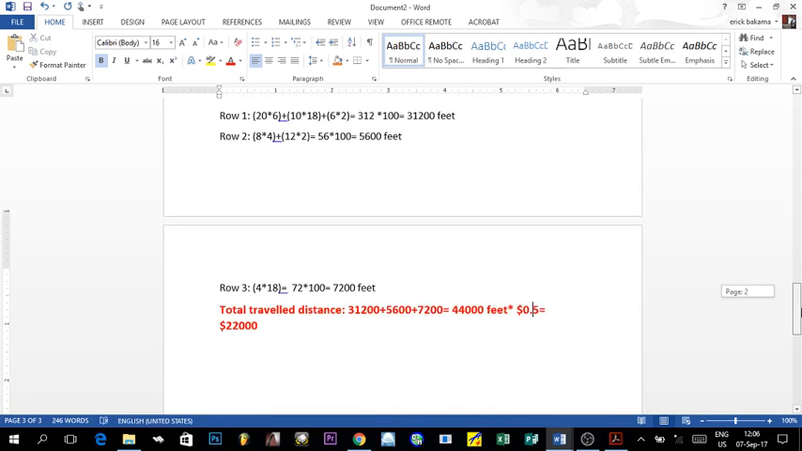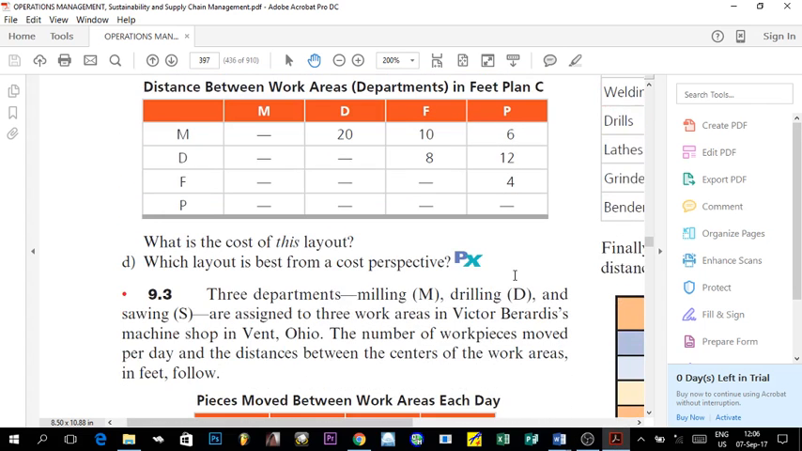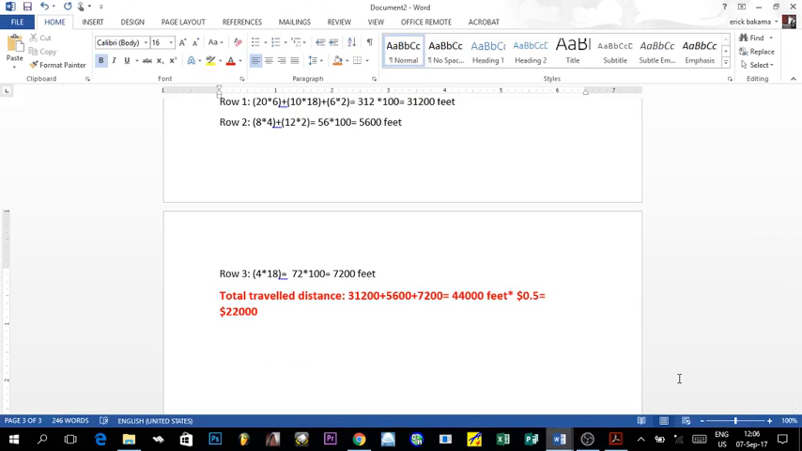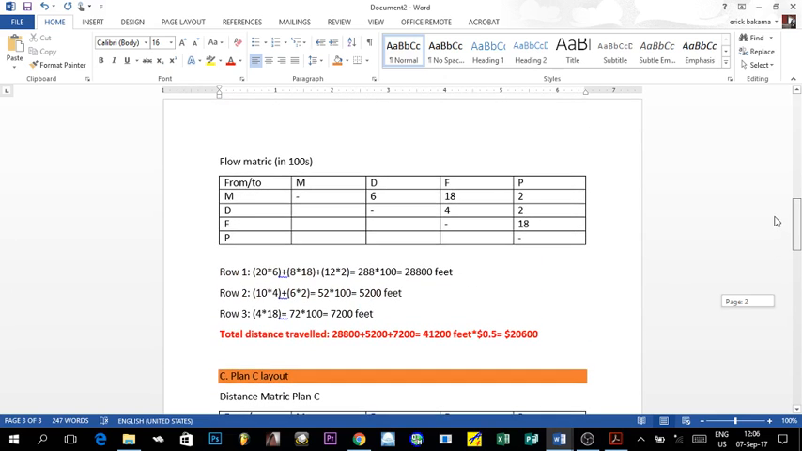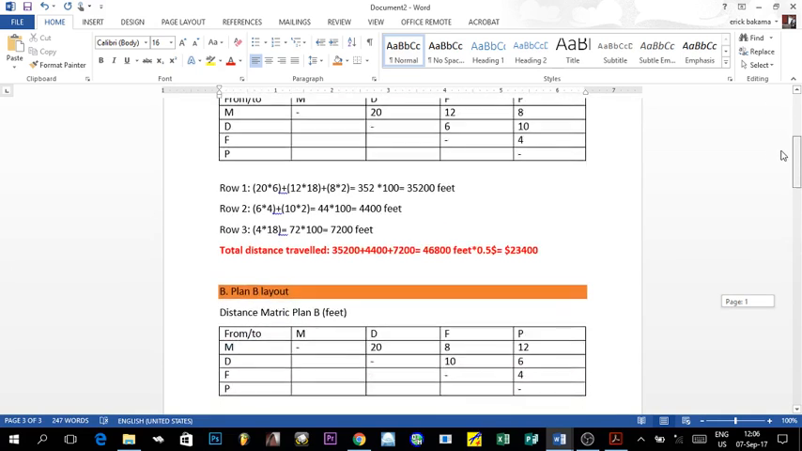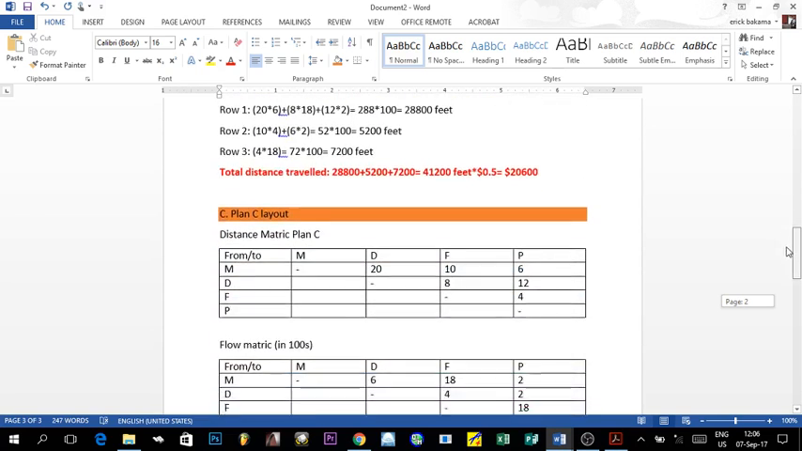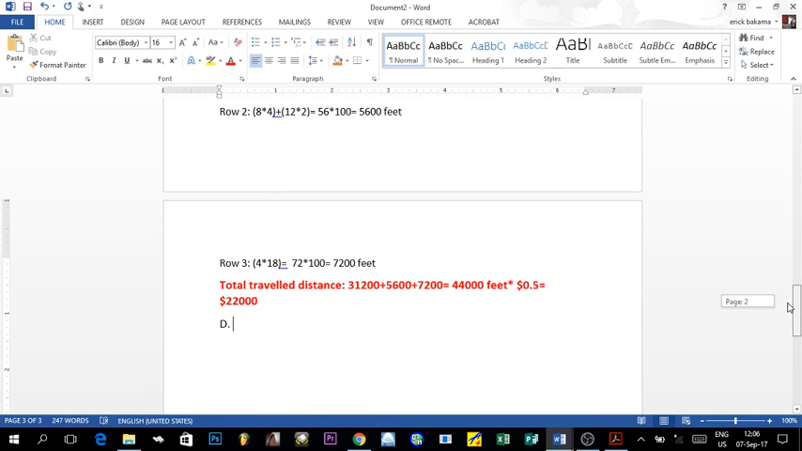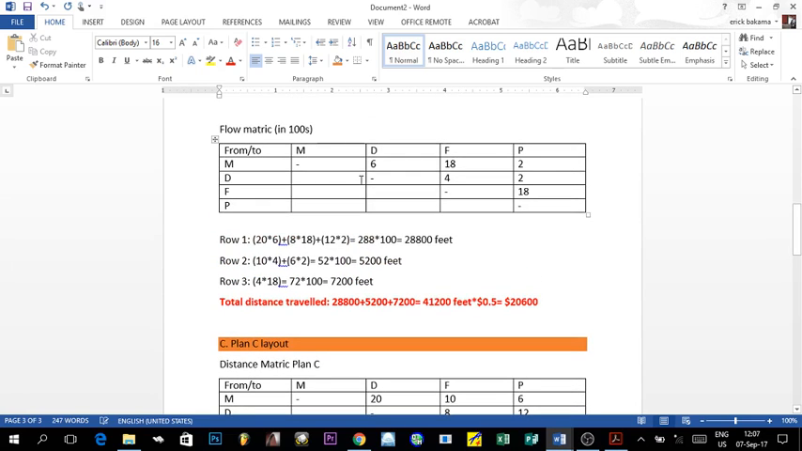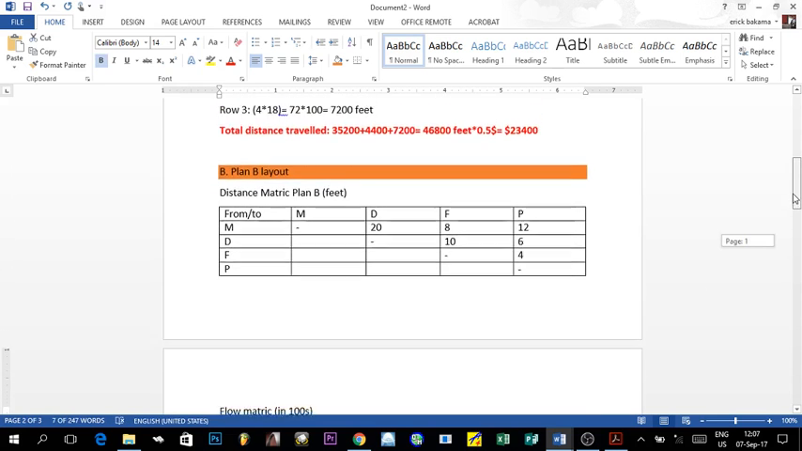Now, based on the information we have here, the question that is asked for question D is which layout is best from a cost perspective. Now, from a cost perspective, we need to look at the layout that has the lowest traveling distance or traveling cost, because in this case you're talking about a cost. The current layout gave us something like 23,000. The second one gave us 20,600, and the last one gave us 22,000. So from these three layouts, you will see that the best layout is plan B, because it has a value of 20,600, which is the lowest.